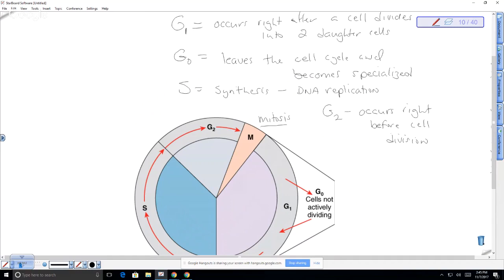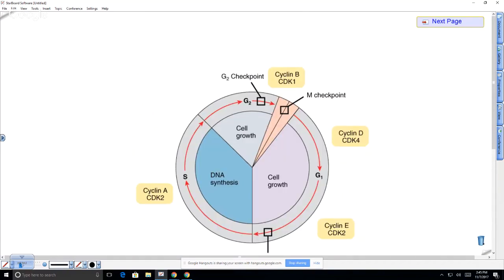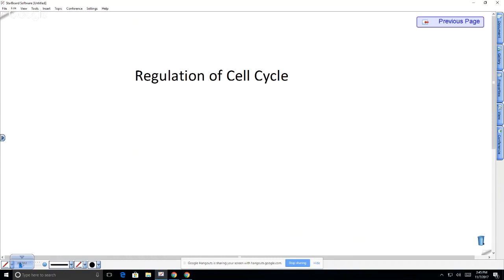Okay, so what we need to know is what regulates the cell cycle, and we need to know that because cells like cancer cells do not follow it, right? They do not obey the signals to stop dividing. So we can talk about the regulation of the cell cycle. Okay. So we have external factors, and one big external factor would include hormones.